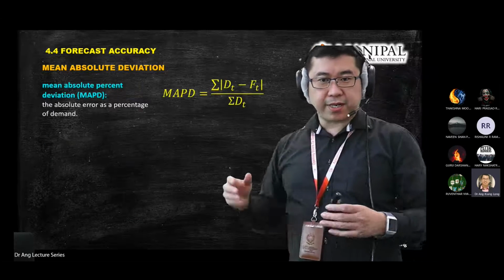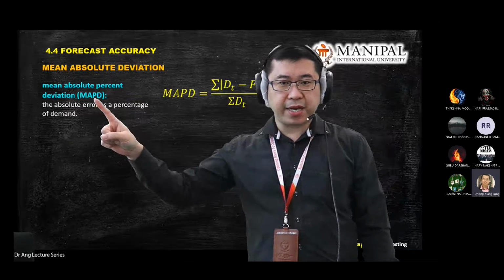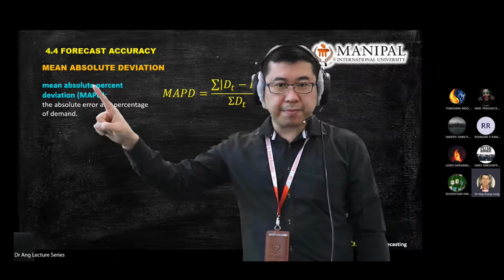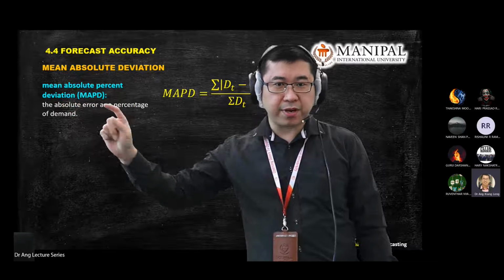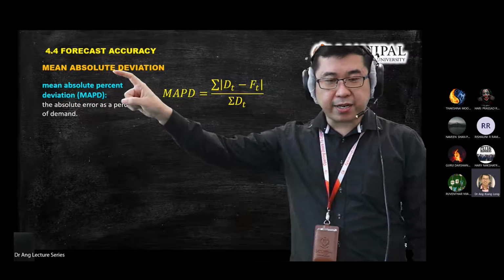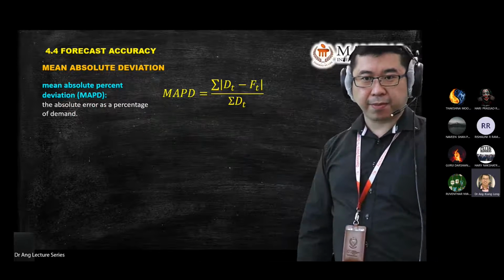Now we learn another one. It's called MAPD, mean absolute percent deviation. This one adds another word called percent.